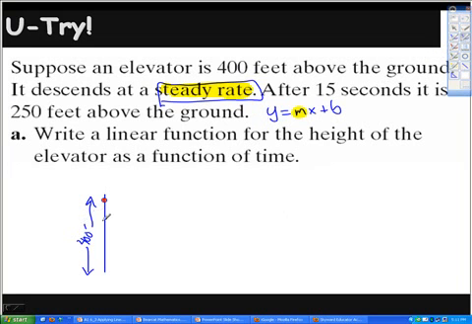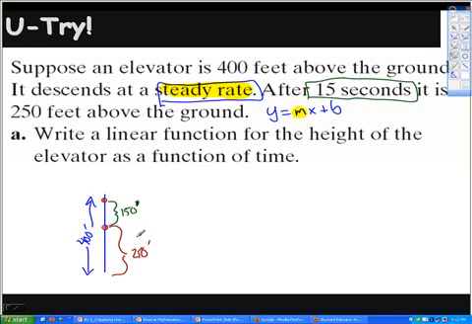So let's say our elevator goes down for 15 seconds, then it's down here, 250 feet above the ground. So this distance is now 250 feet. Well, how far did my elevator go? It went from 400 feet down to 250, so the distance right here is just 400 minus 250, or 150 feet. So in that 15 seconds my elevator moved 150 feet, which means that it was going at 10 feet per second. 10 feet per second times 15 seconds would be 150 feet. So that's my rate. This rate right here is going to be 10 feet per second.